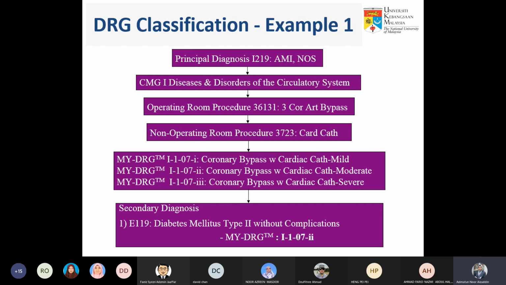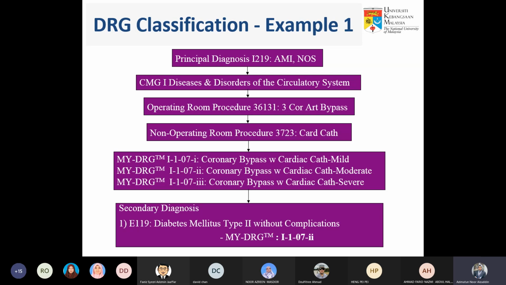Okey, kemudian kita lihat pula patient ini melalui prosedur apa. So kita tengok situ operating room procedure. Dia melalui 3 coronary artery bypass ya. So itu kita kodekan pula 36131 contohnya. Dan selain daripada itu, tu yang kita kata tadi ada primary procedure, secondary procedure. Untuk secondary procedure dia ada juga melalui cardiac catheterization for example. So jadi daripada situ barulah kita categorizekan kepada my DRG yang mana satu, severity berapa.